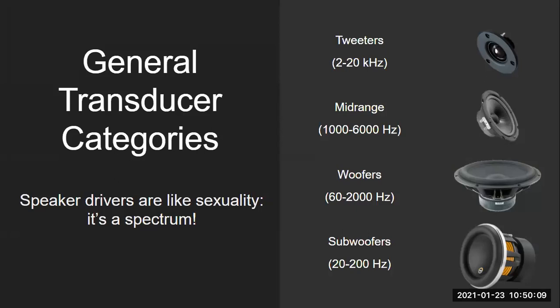So, some general transducer categories. That's kind of funny, it's like speaker drivers are like sexuality. It's a spectrum. There's no classic definition of what a woofer, mid-range, or tweeter is. You can use woofers as mid-ranges sometimes. You can use mid-ranges as tweeters sometimes, depending on the type of driver. I've seen woofers used as subwoofers. I've seen tweeters used as something called super tweeters.